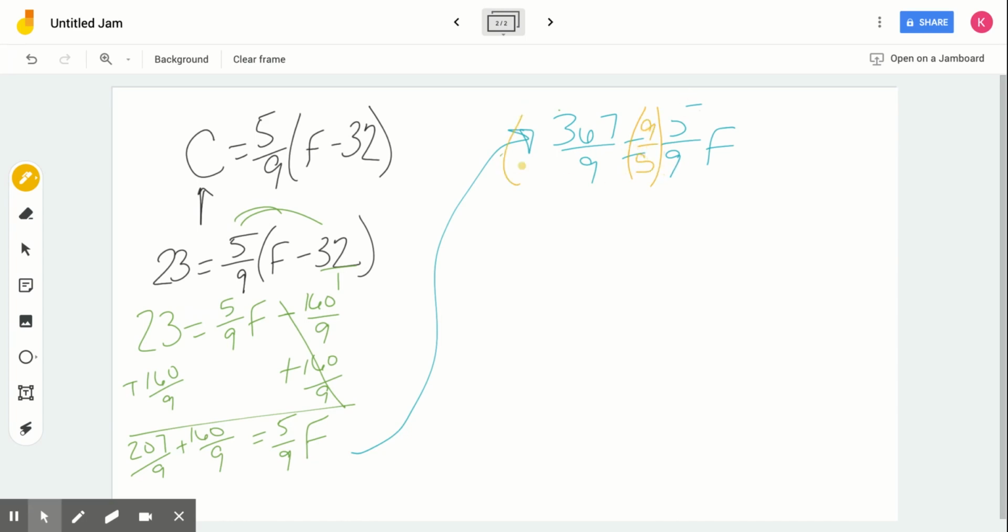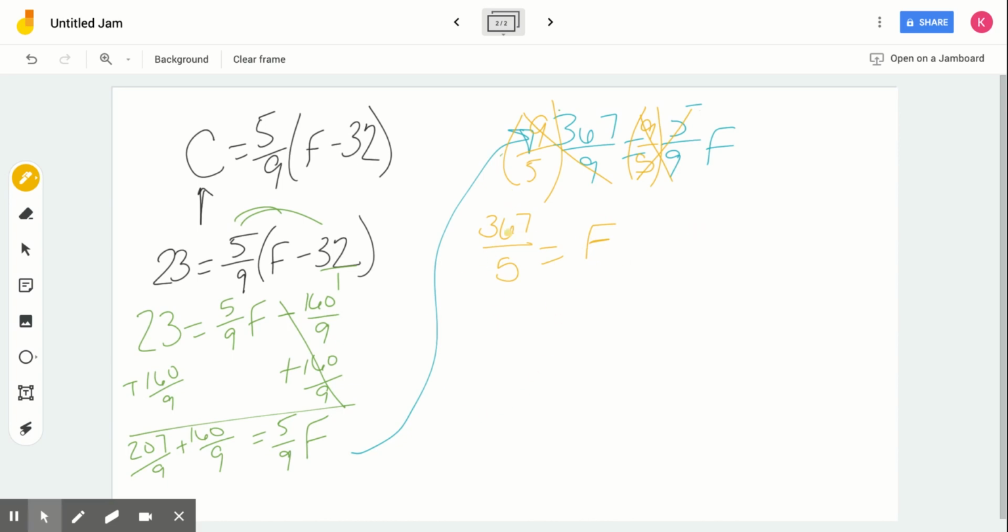And keep in mind that whatever you do on one side, you must do on the other. So we can cross cancel the 9's here. We end up with 367 over 5. Again, we can cross cancel here. 9 times 5 is 45. 5 times 9 is 45. 45 over 45 is 1. So we have 367 fifths is equal to F.